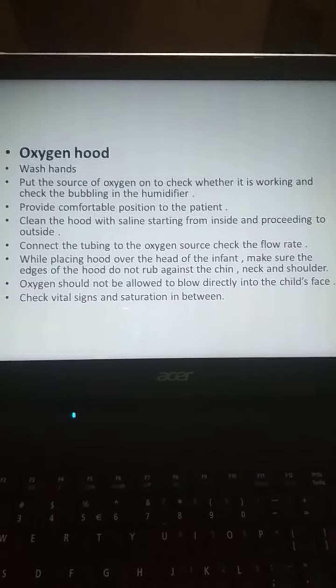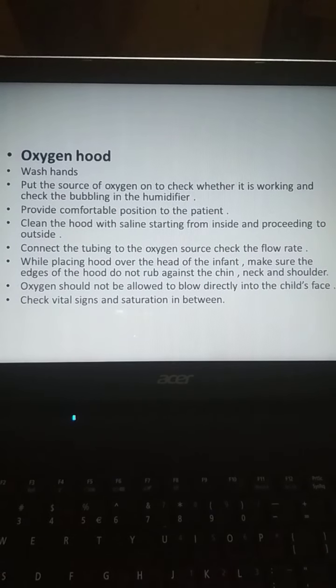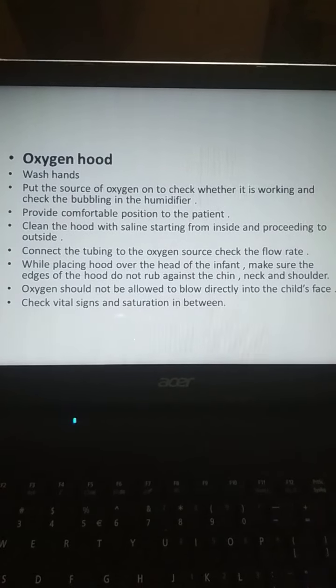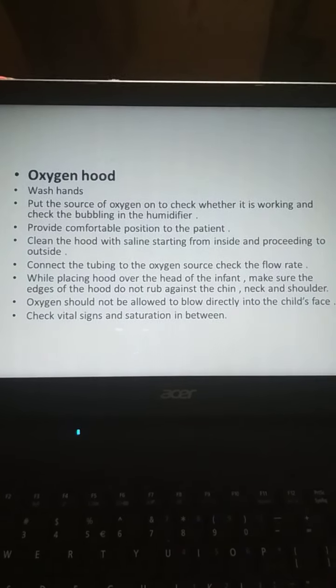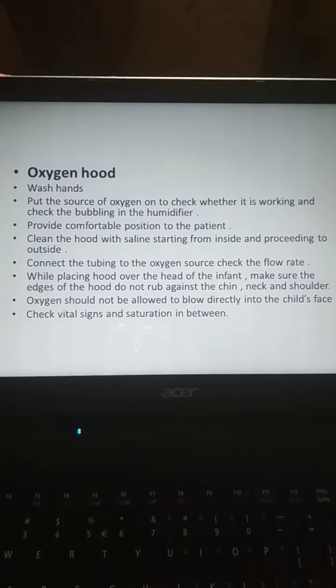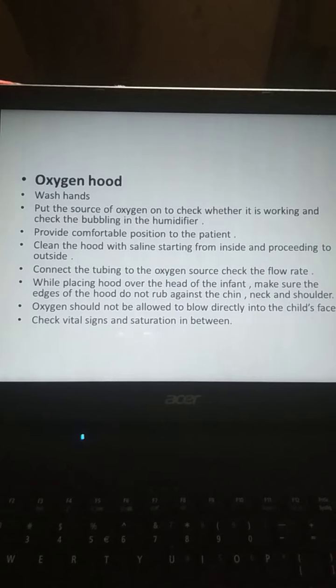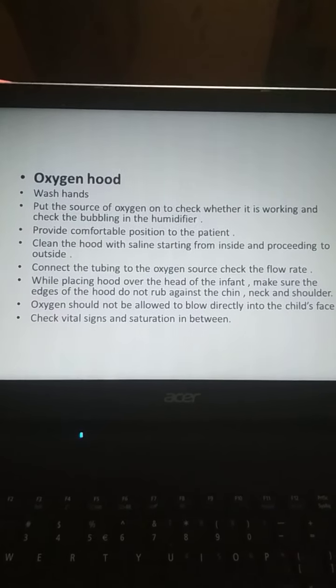Check the flow rate. While placing the hood over the head of the infant, make sure the edges of the hood do not rub against the chin, neck and shoulder. Oxygen should not be allowed to blow directly into the child's face as it can cause injury. Check vital signs and saturation in between.